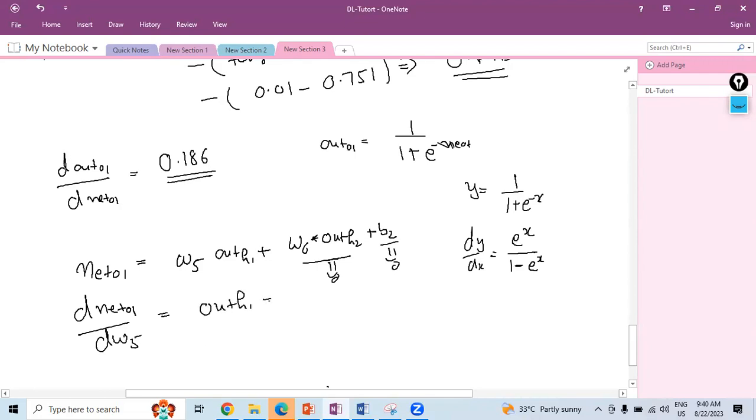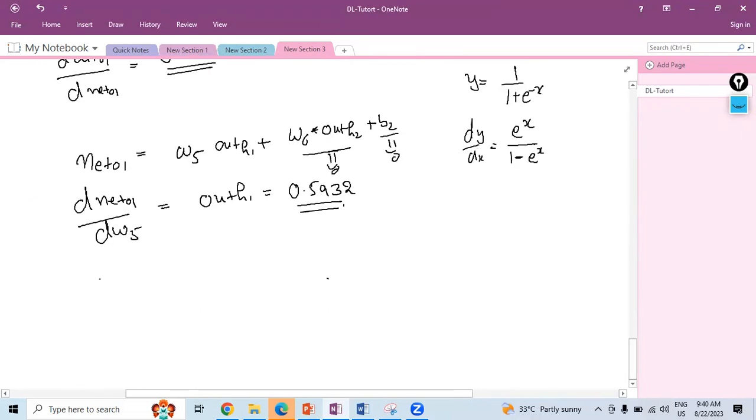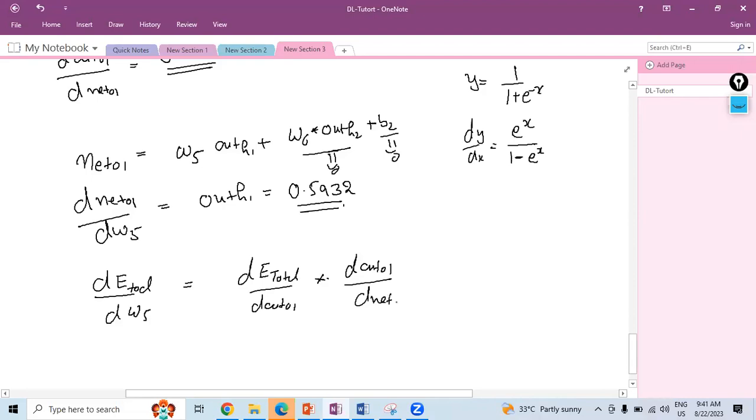And W5 into out H1 gives out H1, and if you remember, your out H1 was 0.5932. Now I'm putting all these three values into the formula. So E total with respect to DW5 is the derivative of out O1 into the derivative of out O1 with respect to net O1 into the derivative of net O1 with respect to DW5.